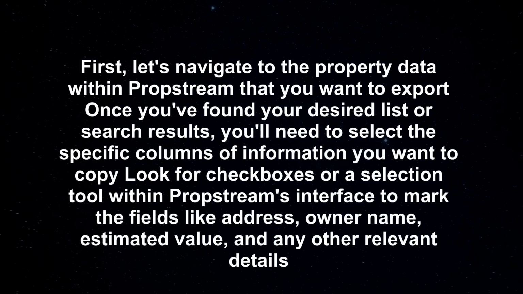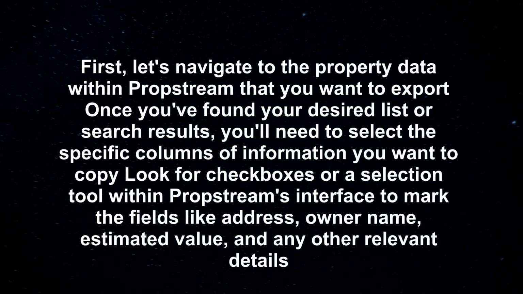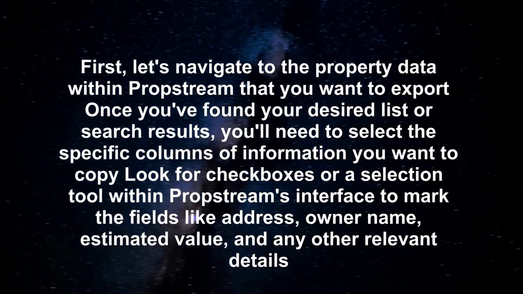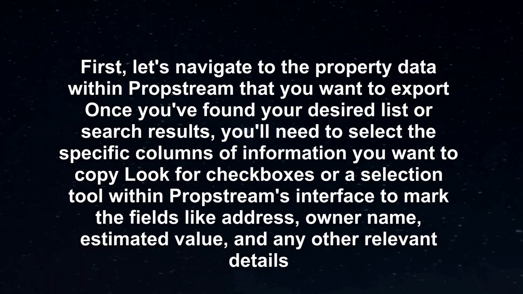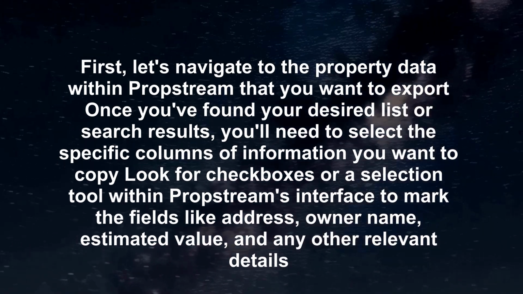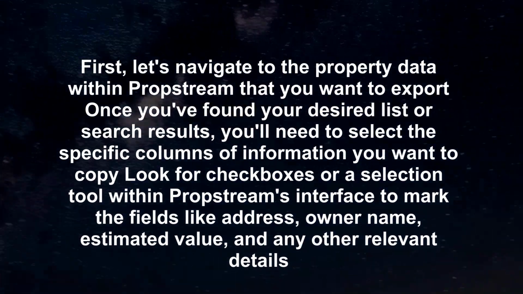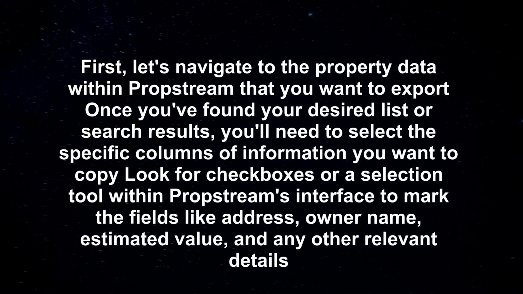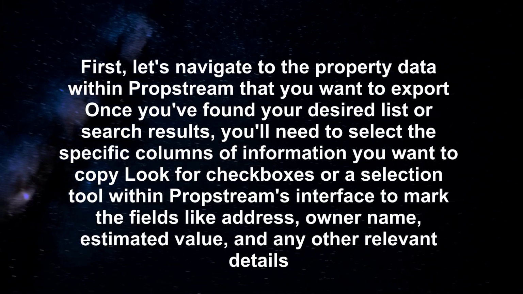First, let's navigate to the property data within Propstream that you want to export, once you've found your desired list or search results. You'll need to select the specific columns of information you want to copy. Look for checkboxes or a selection tool within Propstream's interface to mark the fields like address, owner name, estimated value, and any other relevant details.